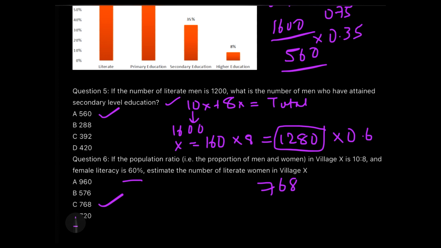So what did I do? I knew that 10x is equal to 1600, which is the total number of men, out of which I found the value of x as 160. I multiplied that with 8 because that is the ratio of the number of women in the village. And out of these total women, that is 1280, I have only 60% of population who is literate. So 60% of 1280 counts up to 768. So these were all those 6 questions on your screen which are from TISSNET PYQ, guys, telling you how to solve this level of questions faster.